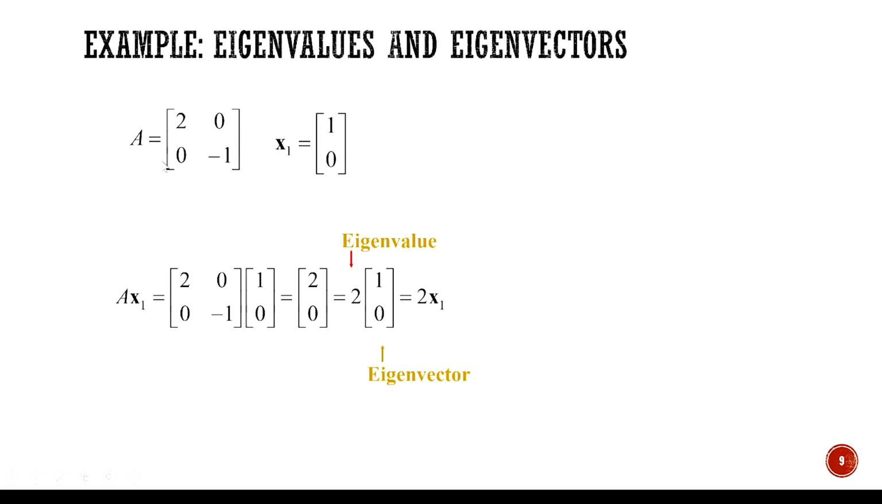So here's the numerical example. Let's say A is a 2 by 2 matrix, and x1 is this vector. Now we want to see if x1 can be the eigenvector for this matrix. So to test this, we multiply A and x1. We have two matrices, we multiply them, and the result is a 2 by 1 matrix, 2 rows, 1 column. If you take out 2, then 2 times (1, 0) would be equal to 2 times x1. So 2 is the eigenvalue, and x1 can be the eigenvector.